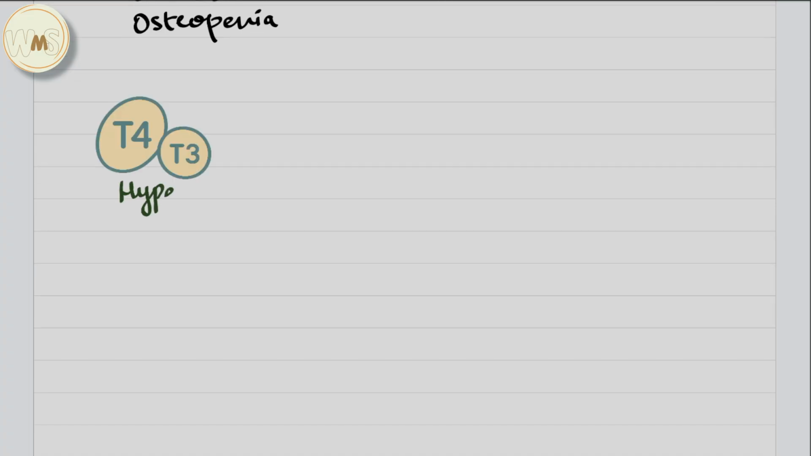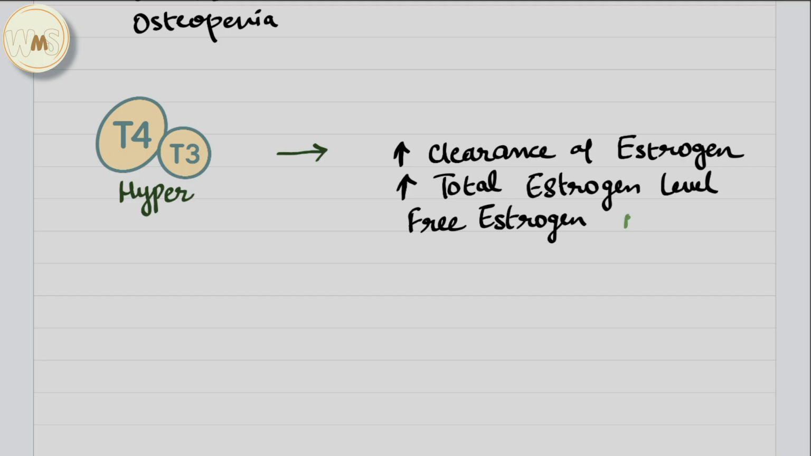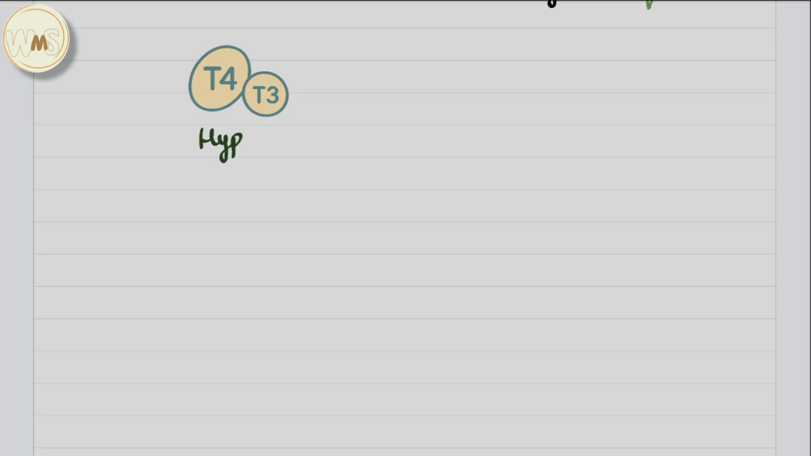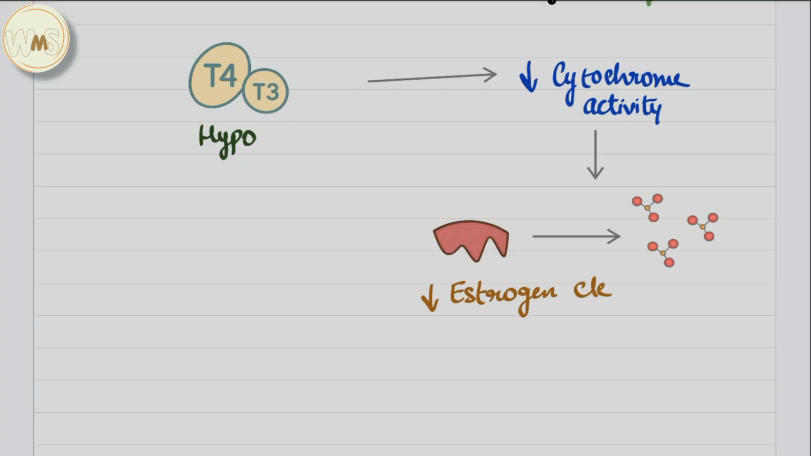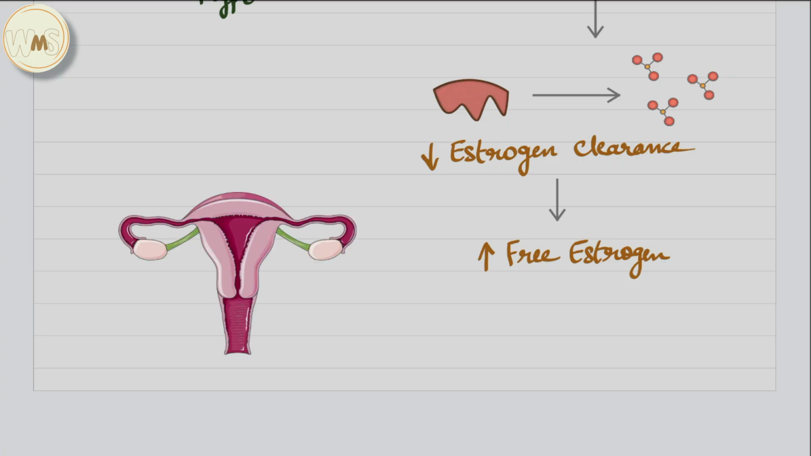So in hyperthyroidism, there is increased clearance of estrogen, and despite high clearance, there is increased total estrogen level because of increased production of sex hormone binding globulins, and free estrogen level may be normal or low. In hypothyroidism, there is decreased cytochrome activity resulting in sluggish estrogen clearance. As a result, there is increased level of free estrogen and prolonged exposure of the endometrium to unopposed estrogen.